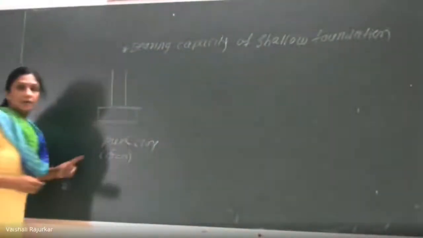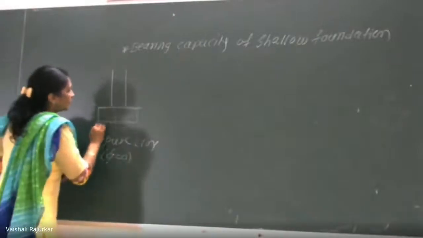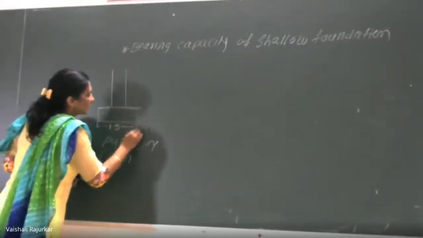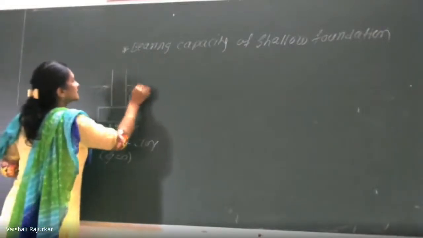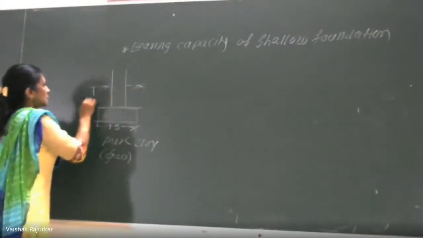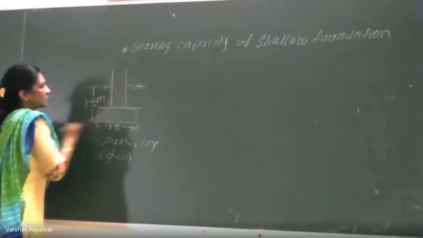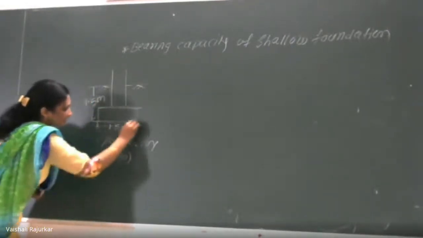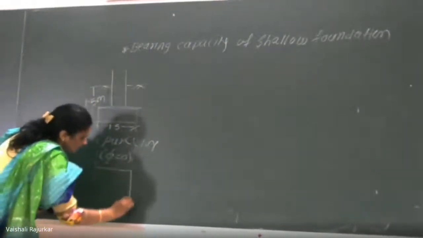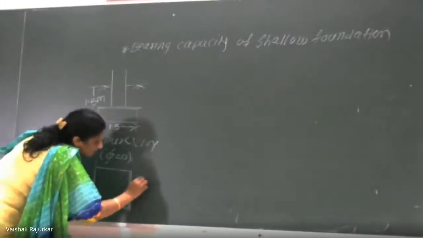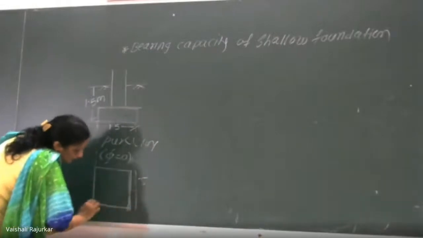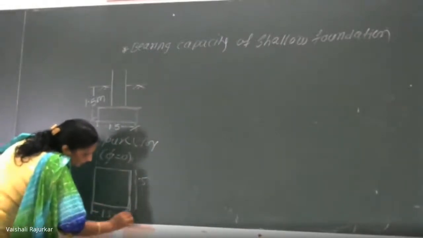And this is the square footing of size 1.5 by 1.5 meter, and here the depth is also given as 1.5 meter, right? So this is also 1.5 meter. The footing is a square footing. Both the sides are 1.5, and here is 1.5, right?